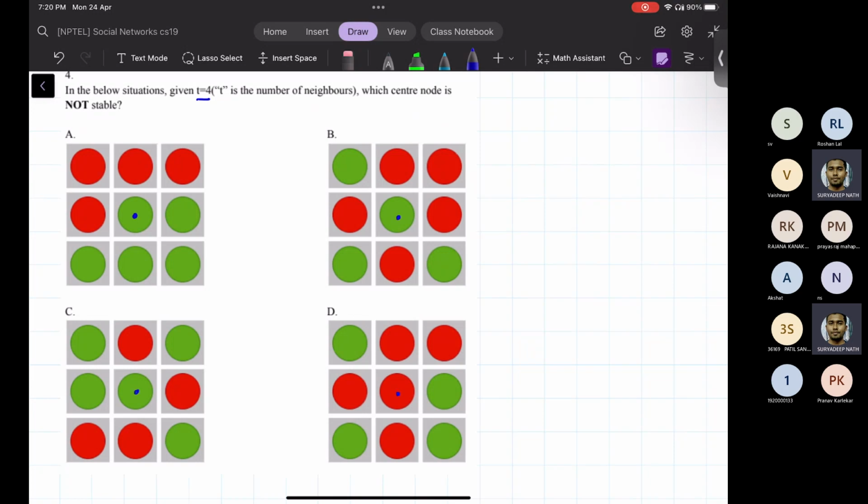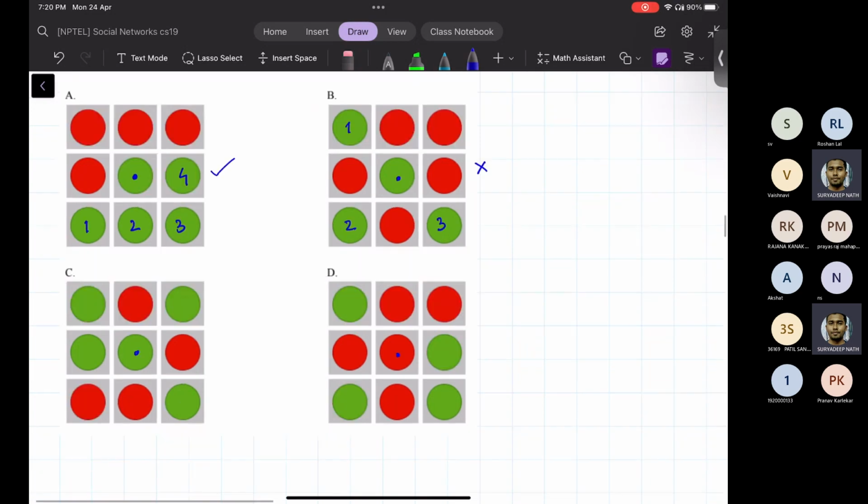If we look at option A, the center node is green. How many similar neighbors does it have? It is 1, 2, 3, and 4. And t equal to 4. So this is all right, this is stable. If you come to option B, the center node is green. How many similar nodes does it have? It's 1, 2, 3. So this is not stable. It needs at least one more similar neighbor.